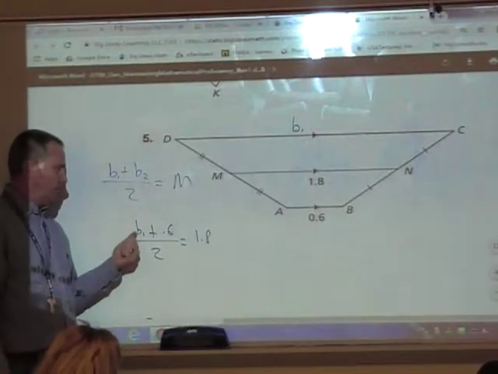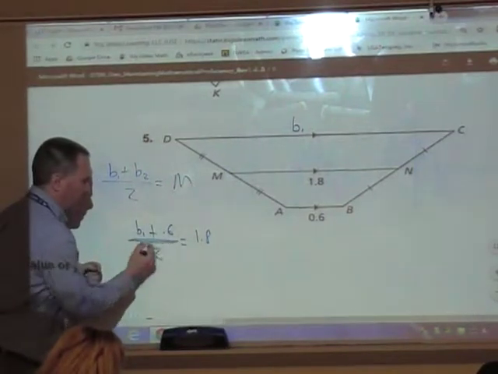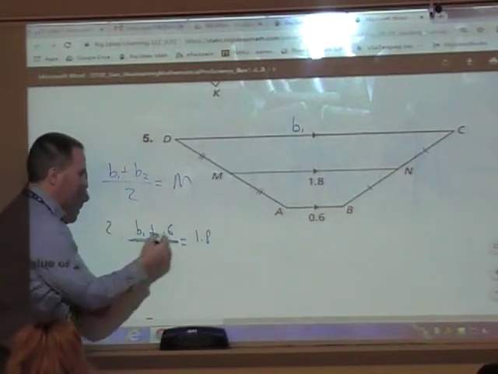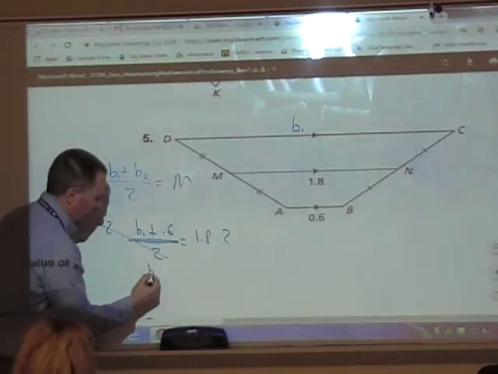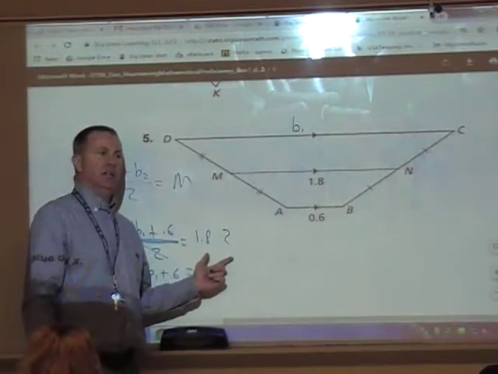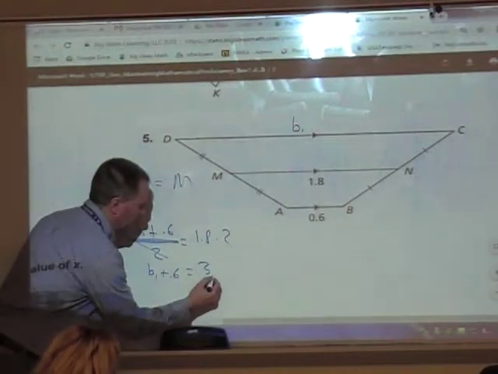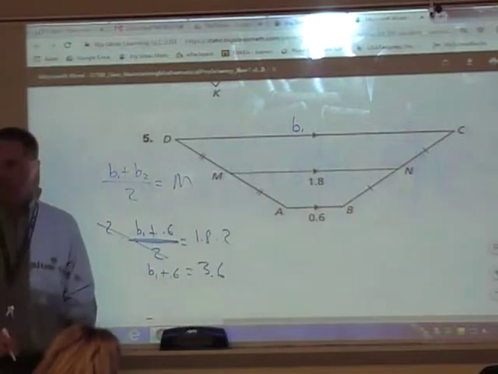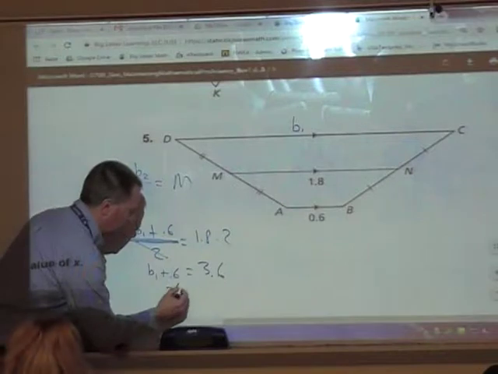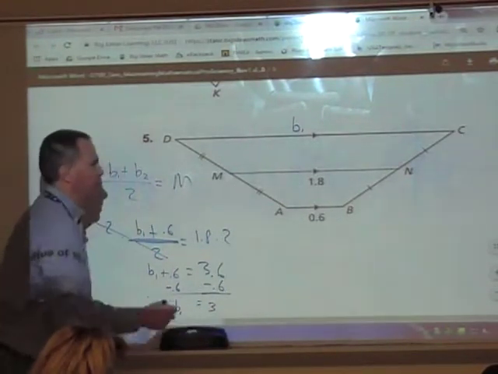So, you can't get this base 1 until you get rid of the 2, because the base 1 is attached by this grouping symbol here. To get rid of your denominator, what do we always do? Multiply both sides by 2. Base 1 plus 0.6 equals 2 times 1.8, everybody. 3.6. Now what? Subtract the 0.6. And you get the base 1 to be 3.